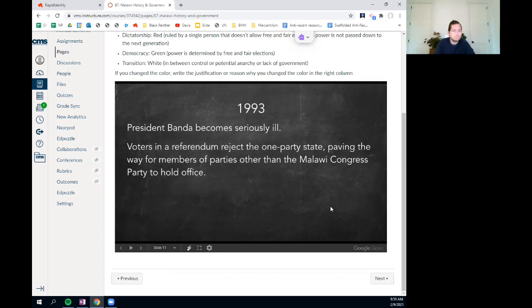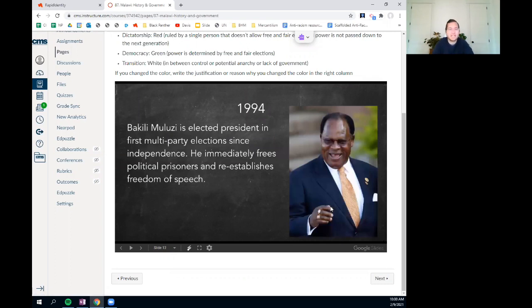All right, here we go. 94. Bakili Muluzi is elected president in the first multi-party election since independence. He immediately frees the political prisoners and reestablishes freedom of speech. What color, y'all? 1994. There we go, green. We got more of a democracy now. 1994, 30 years after independence.